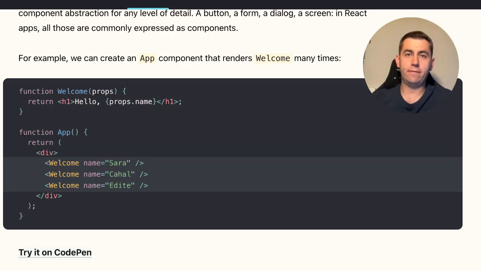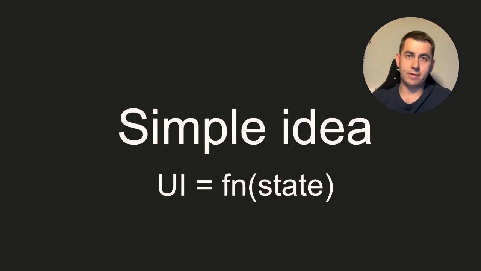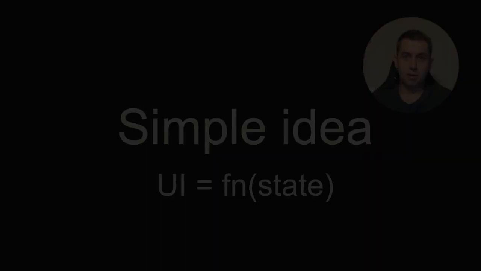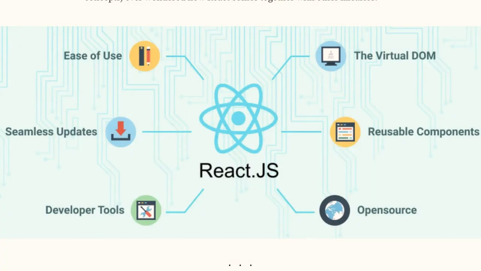Suddenly, writing UI felt natural, and the idea behind React was simple but powerful. UI is a function of state. Instead of manually updating the DOM, you describe how the UI should look, and React takes care of it. This introduced a few key concepts: JSX, writing UI inside JavaScript; components, reusable building blocks; and the virtual DOM. It wasn't perfect, but it was a huge step forward.